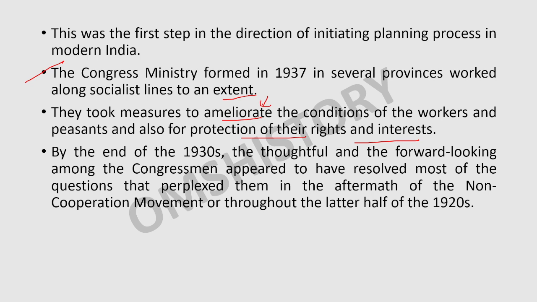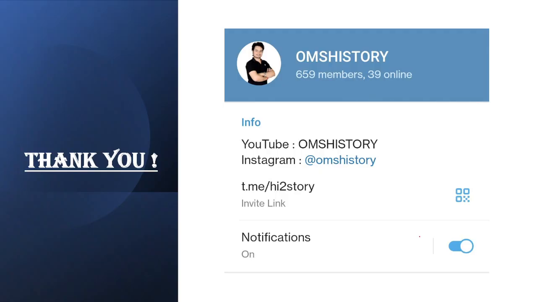By the end of the 1930s, the thoughtful and forward-looking among the Congressmen appear to have resolved most of the questions that perplexed them in the aftermath of the non-cooperation movement or throughout the latter half of the 1920s. So this was basically the growth of socialism, guys, which we have talked about, within the Congress under Jawaharlal Nehru and Subhash Chandra Bose.